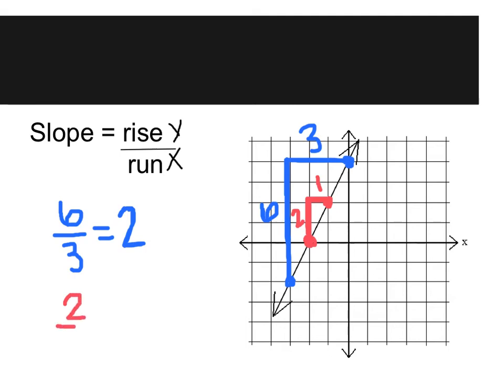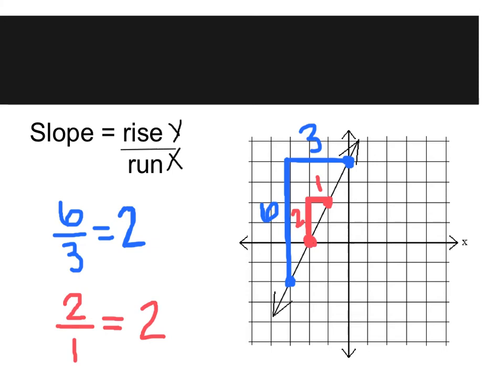to the right 1. When we go up, that's a positive number. When we go to the right, it's a positive number. So 2 divided by 1, or 2 over 1, reduces to 2. So no matter which points we pick on the line, our slope will be the same. All the way across our line, our slope is 2.